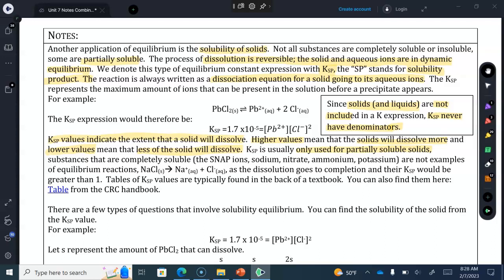Another application of equilibrium. We've been talking about equilibrium prior to this, and we're continuing with another application, the solubility of solids. Not all substances are completely soluble or insoluble. So not all completely dissolve, and not all completely don't dissolve or always precipitate out. Some are partially soluble. This means that they will dissolve to a slight extent.